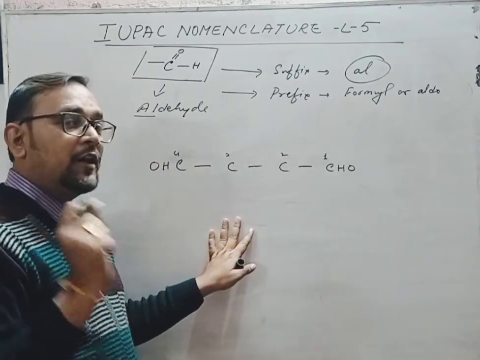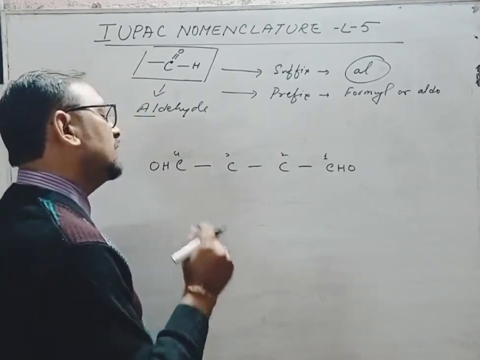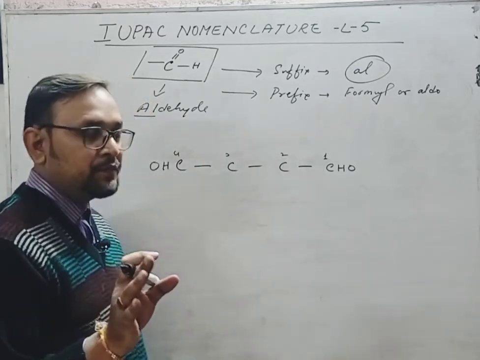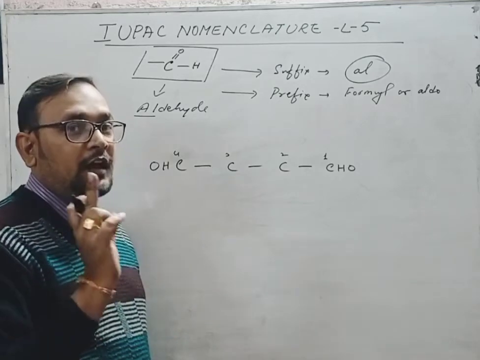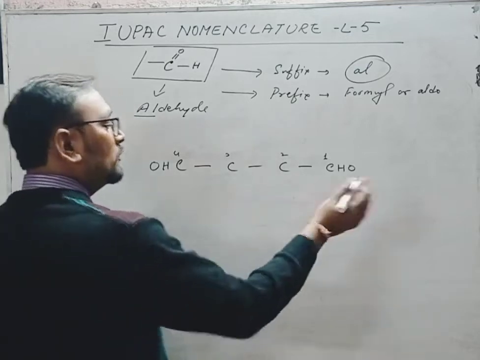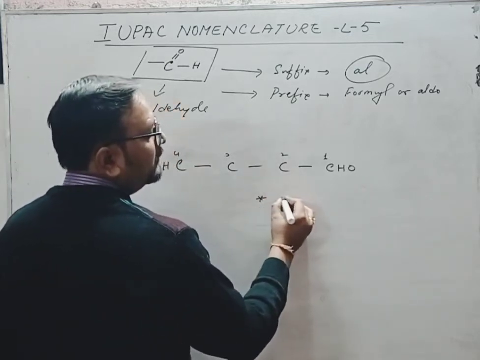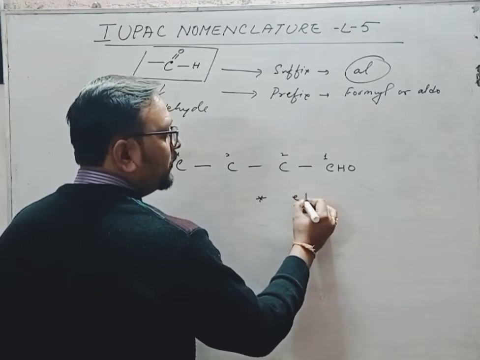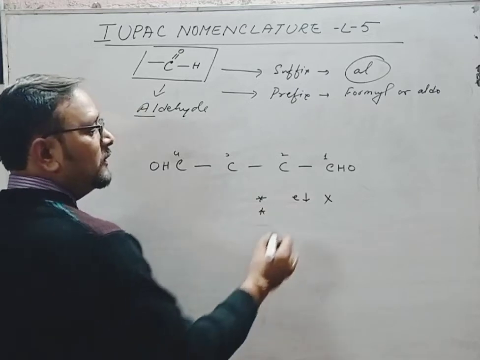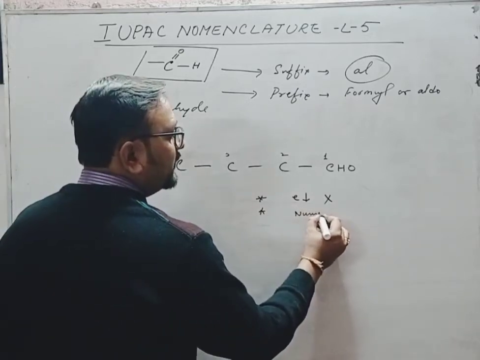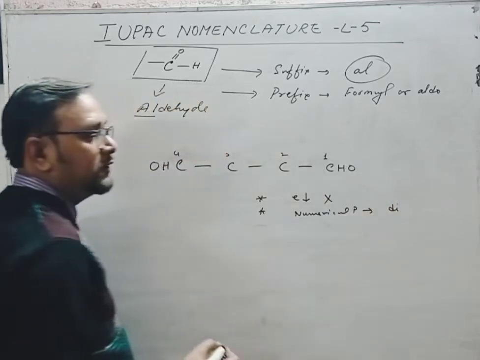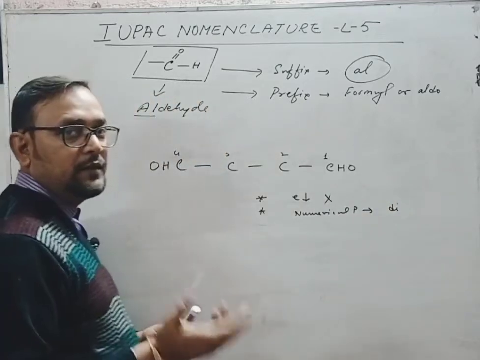But the important thing here is that we will not drop that E. The rest of the thing will be the same. And yes, we will use a numerical prefix, that is di. So the two things you need to note for this case: we will not drop the E, and the second thing is that we are going to use a numerical prefix. What is that? That is di. And the rest of the thing will be the same.